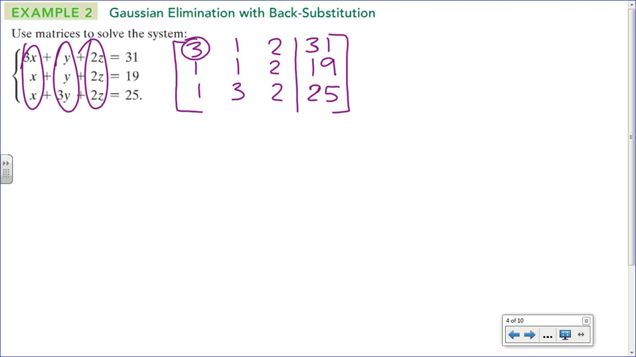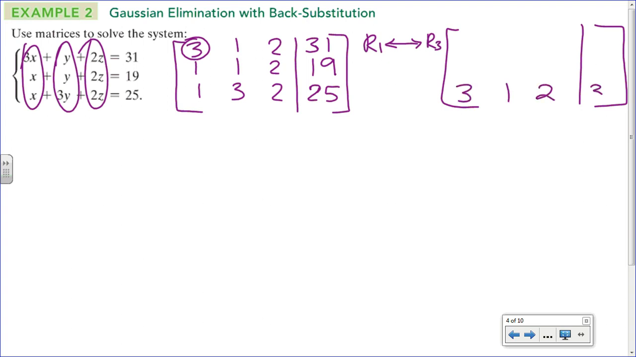So what I'm going to do is switch. I'm just going to say R1 interchange with R3. So R1 will be R3. So 3, 1, 2, and 31. Just like that. And now R3 is going to become R1. 1, 3, 2, 25. And then what happened to R2? Nothing. So it stays the same. And now we're done with that.